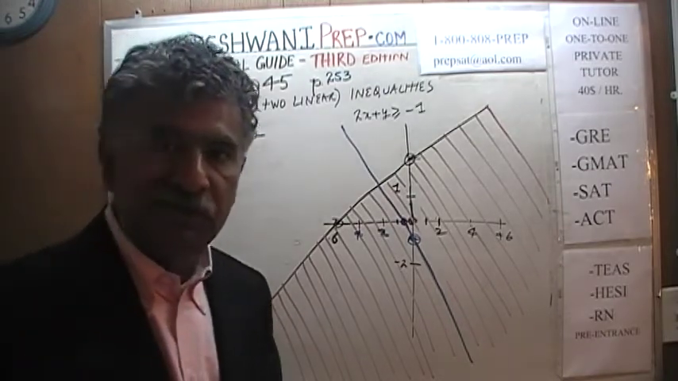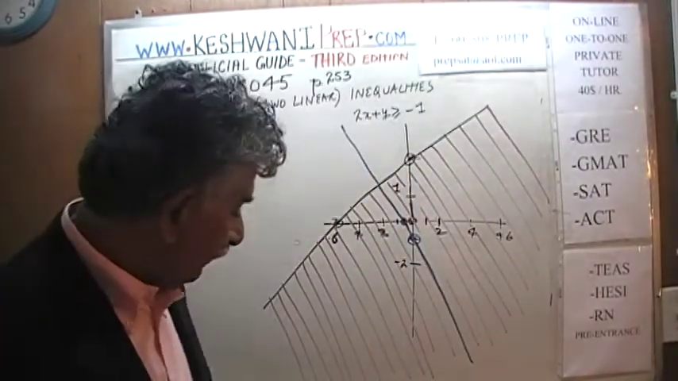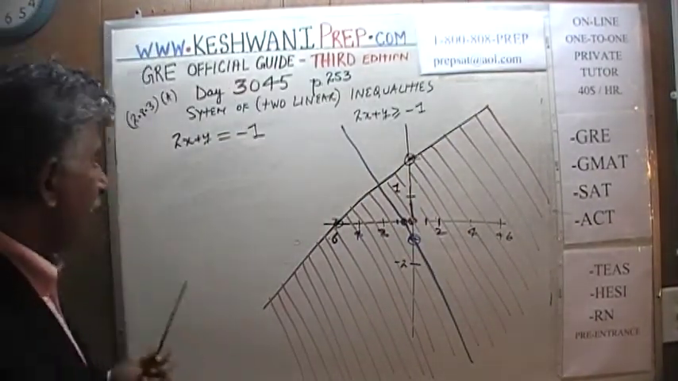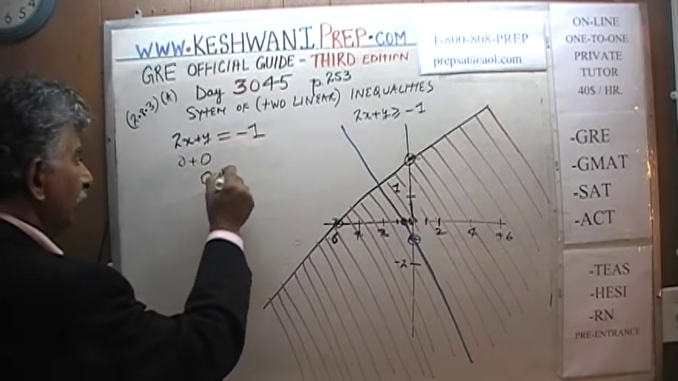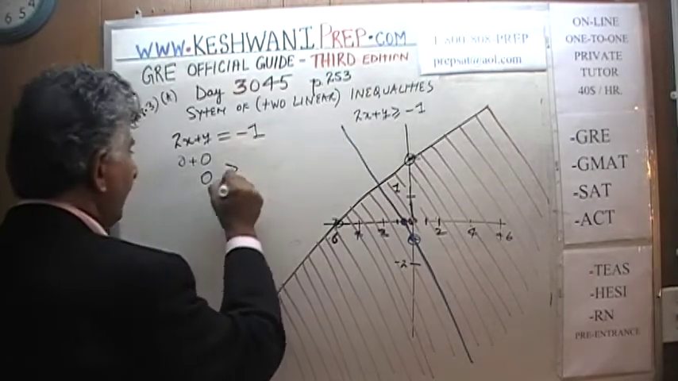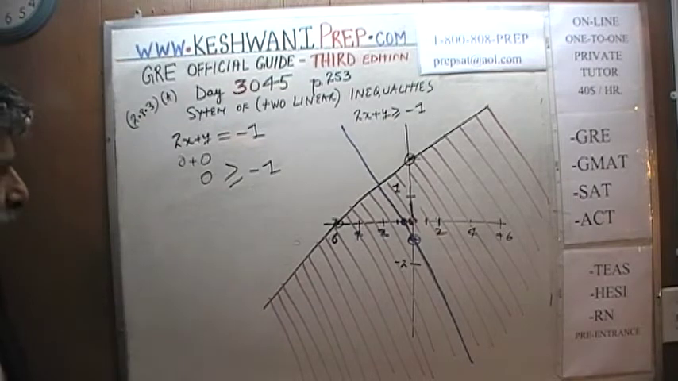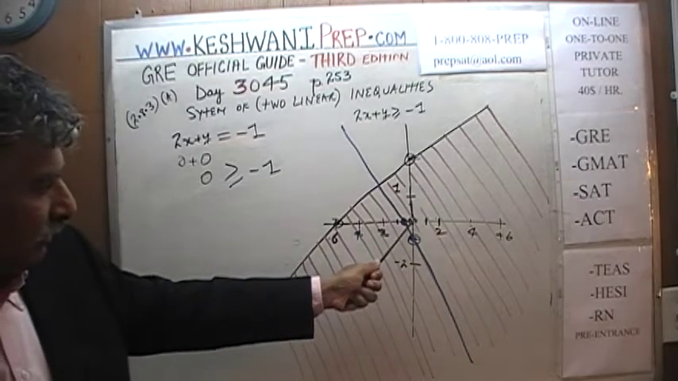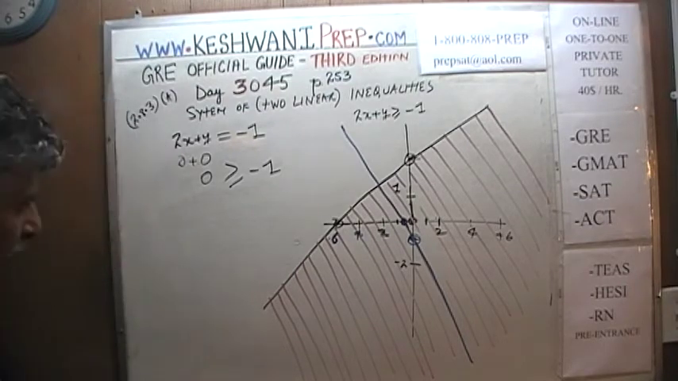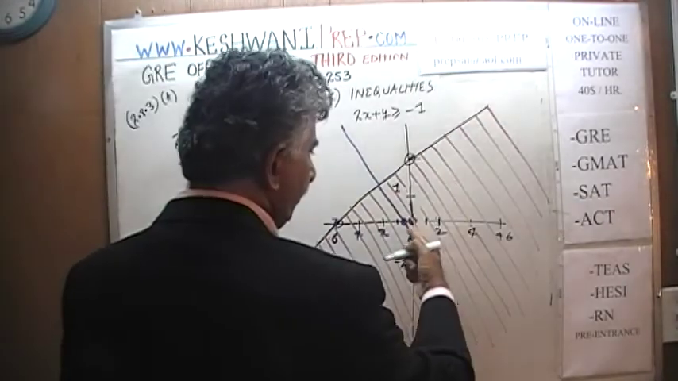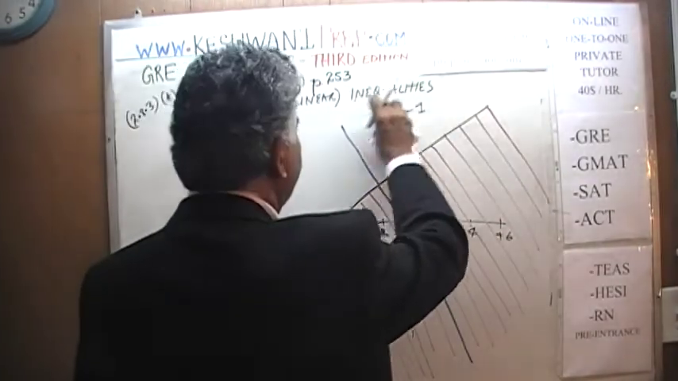Let's put in 0, 0 and let's see if the origin lies in the solution region, or if the origin lies outside the solution region. 0 plus 0 is equal to 0, and we are told that it is greater than or equal to negative 1. Oh, it is. 0 is greater than or equal to negative 1, which means the origin, 0, 0, lies in the solution set, which means the solution lies here. Here is this part right here.